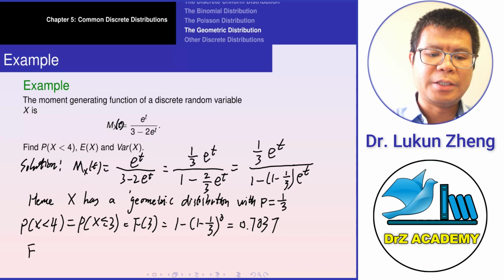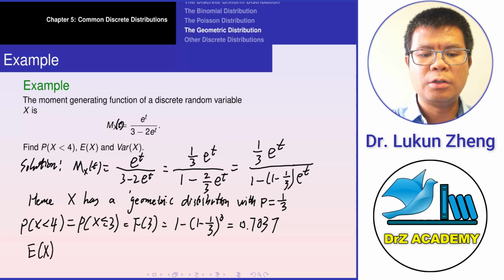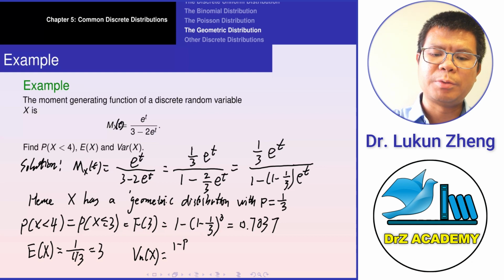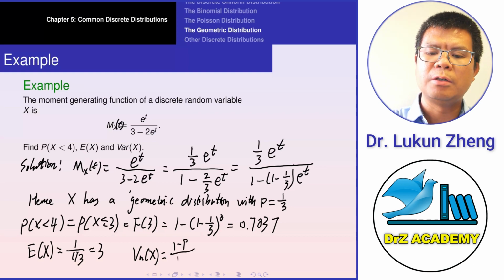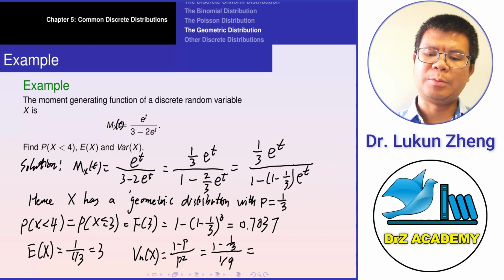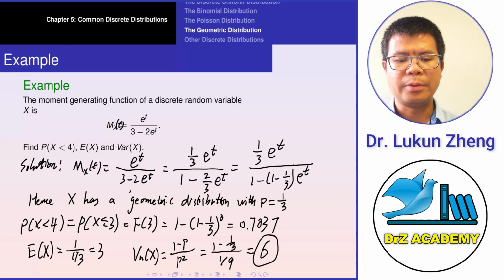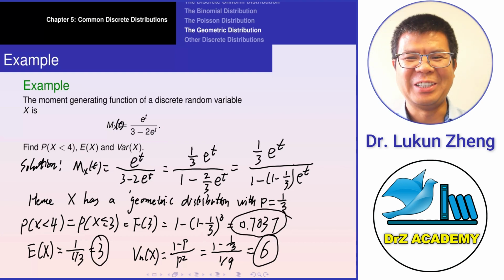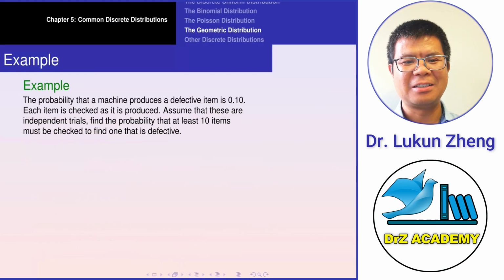Now the expectation is easy, right? Expectation is 1 over p, which is 3. Variance of x is (1 minus p) over p squared, right? So just plug in: 1 minus 1/3 over 1/9, where 1/9 is the square of p. So that's going to be 2/3 times 9, which is 6, right? So we have this. This is the expectation, and this is the probability. Okay, so very good.